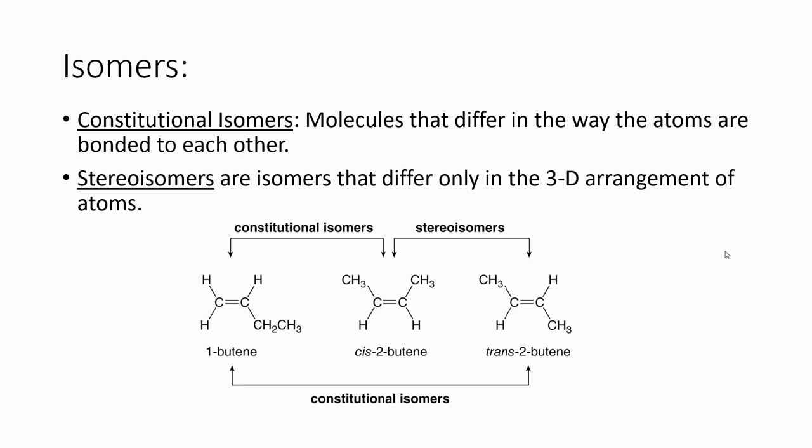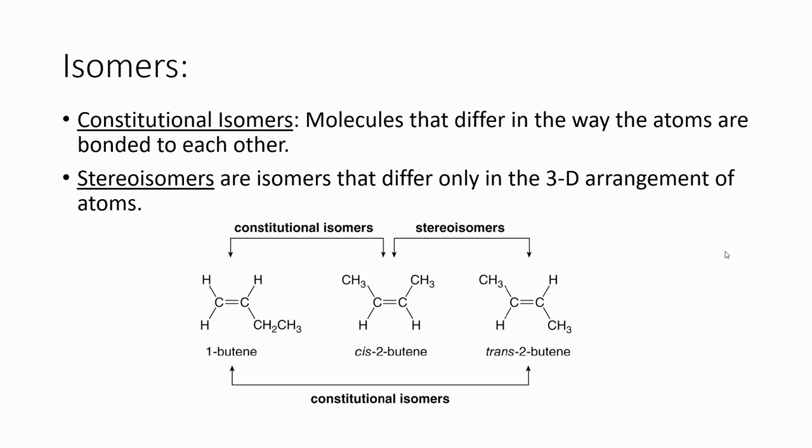All right, so last time we talked about constitutional isomers, which is when you have the same atoms, they're just bonded together differently. That's a constitutional isomer. Or a geometric isomer, a stereoisomer, is that they're connected the same way, but they're arranged in space slightly differently. So on your paper, I have this example, but we'll talk about it up here too.